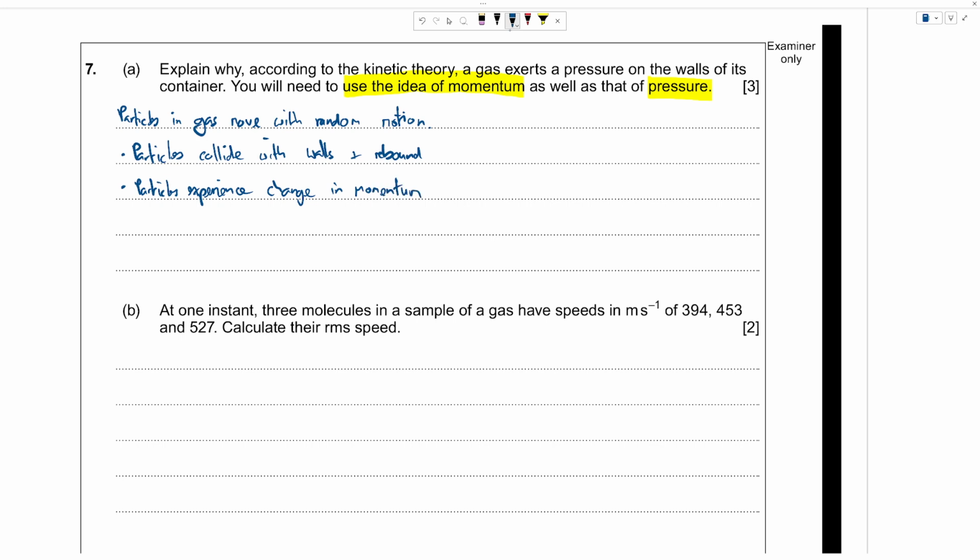So those particles are going to collide with the wall. They rebound in the opposite direction. They must have experienced a change in momentum. No change in speed, but remember, momentum is a vector. And I would just put some reference to the idea that force is equal to change in momentum over time. Particles experience a change in momentum, hence force exerted on them.